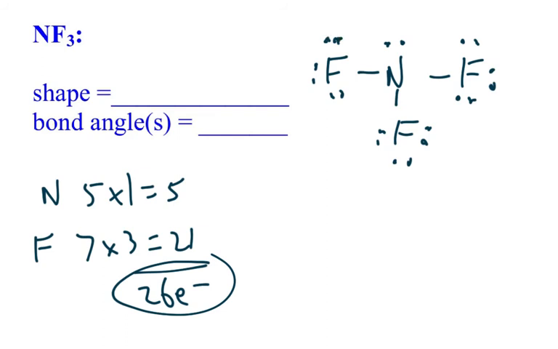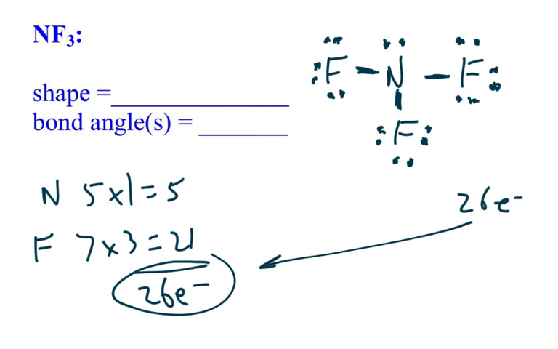You can see here 1, 2, 3, 4, 5, 6, 7, 8 is the line. 9, 10, 11, 12, 13, 14, 15, 16 is the line. 17, 18, 19, 20 is the line. 21, 22, 23, 24, 25, 26. We have a perfect match. That means that this is the correct Lewis dot structure for NF3.